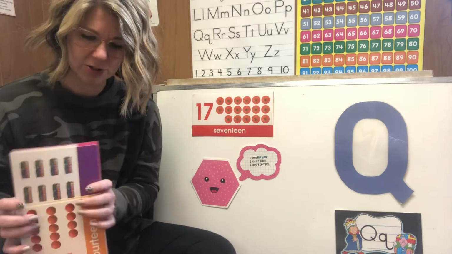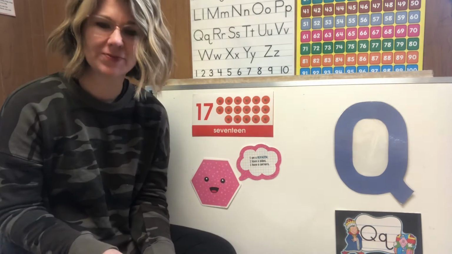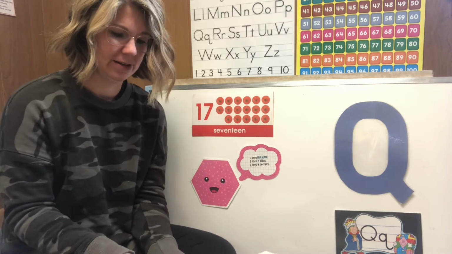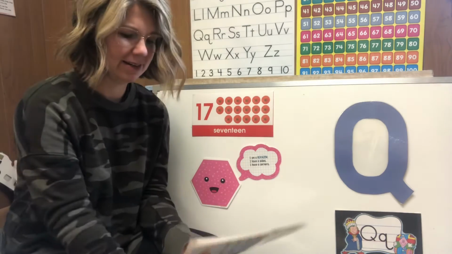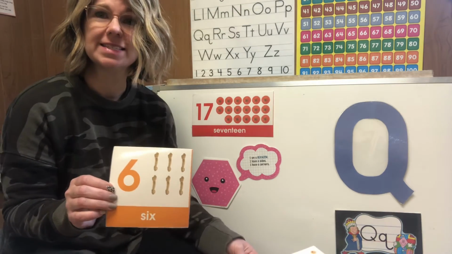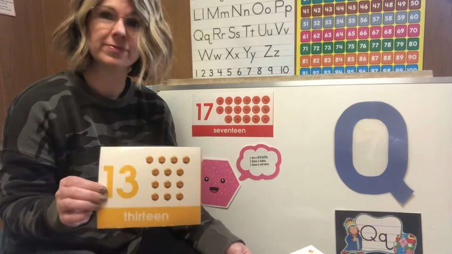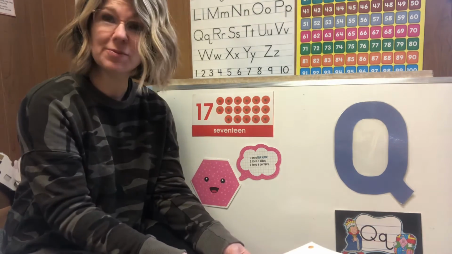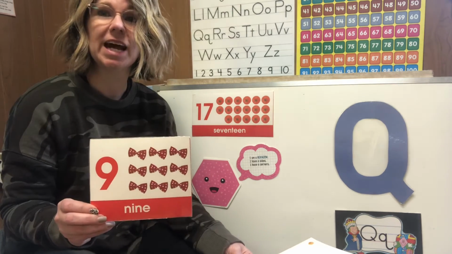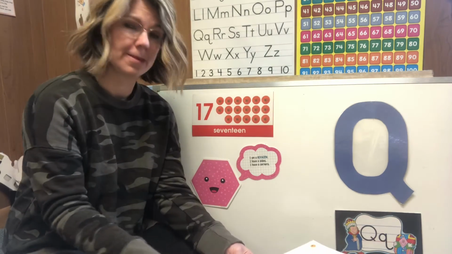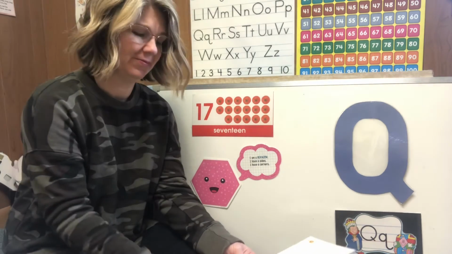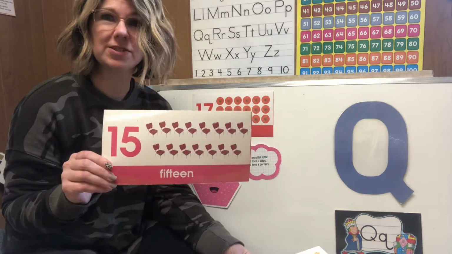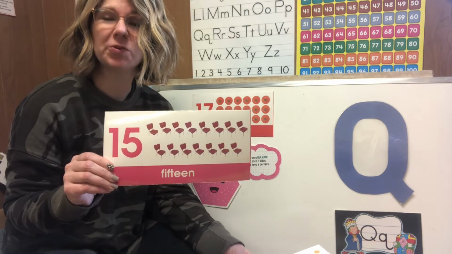All right, let's go to our other numbers. We'll practice. 14, 10, 6, 1 to 3 is 13. Good. Say them with me if you know them. 9, 1, 2, oh, there's a big one. 15, 1 and a 5.